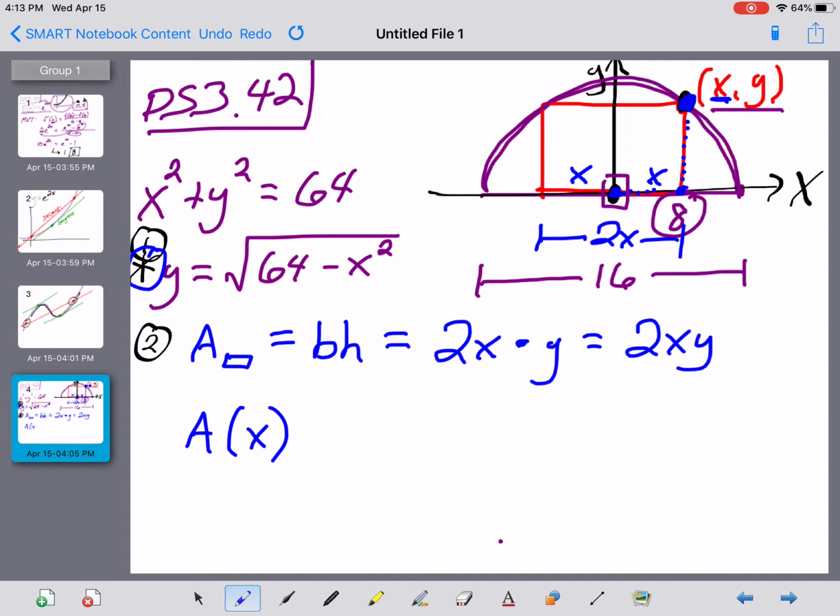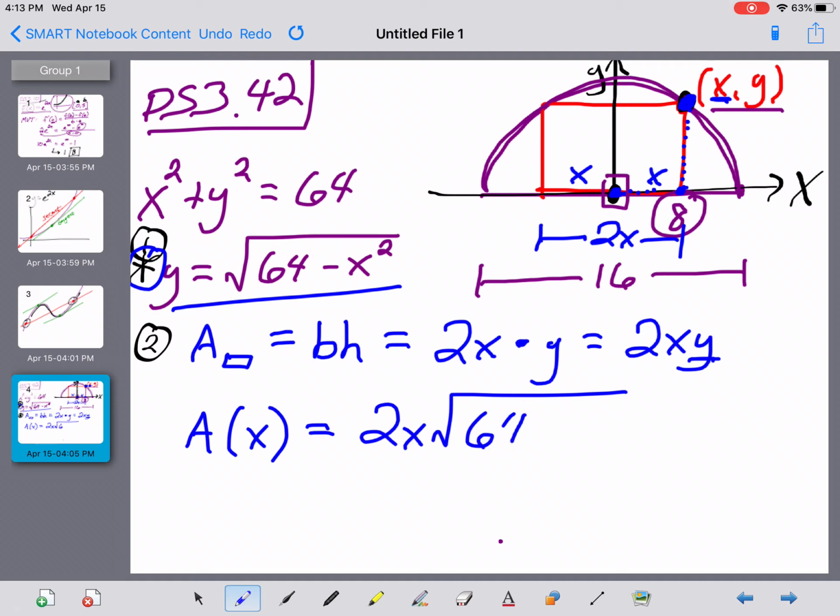So area, solely as a function of x, is going to be 2x, and then in the place of the y, we're going with this. So it's 2x times the square root of 64 minus x squared. Unfortunately, guys, I think that is as simple as we're going to be able to make that expression. So now I think we're ready to move on to step 3, which is to differentiate that, and then we'll set it equal to 0 and solve as we move a little further along.